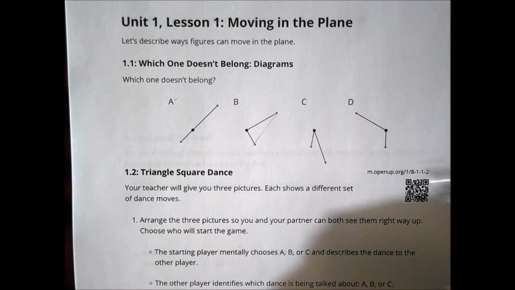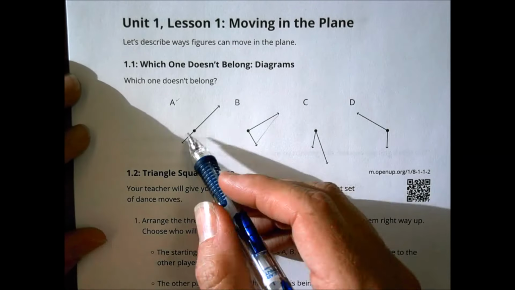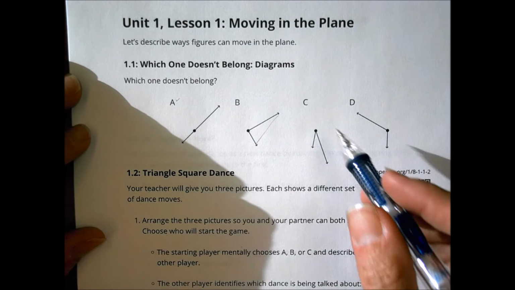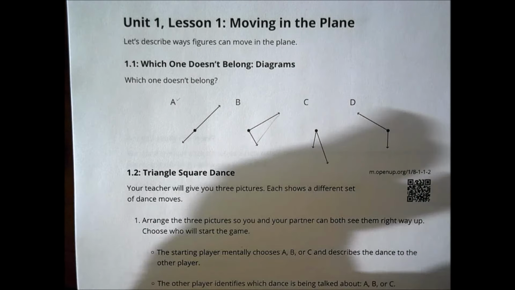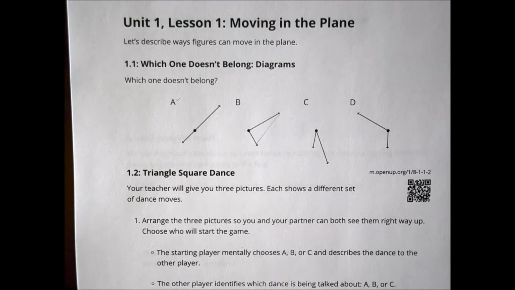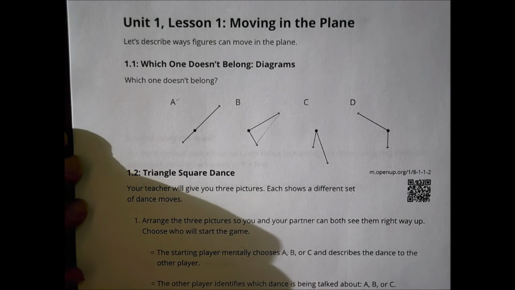Maybe that's why. Maybe letter B doesn't belong because it's a right angle and all the other ones have different angles, 180, acute, and obtuse. Maybe C doesn't belong because it's acute and it's the only acute angle. So it doesn't really matter what you decide. The idea is to be able to process and think about and explain, what do you think? Which one do you think doesn't belong?